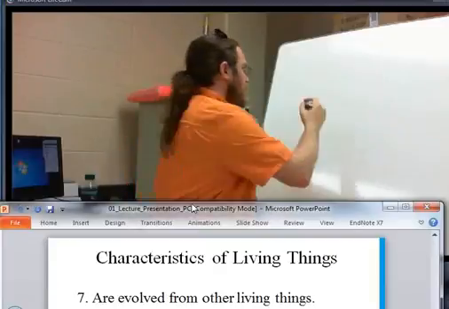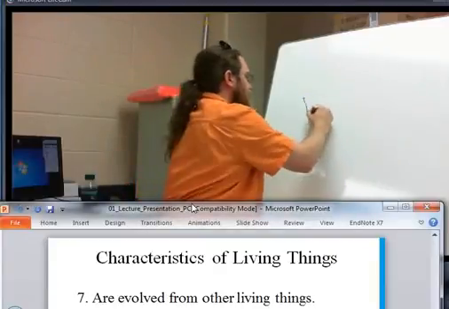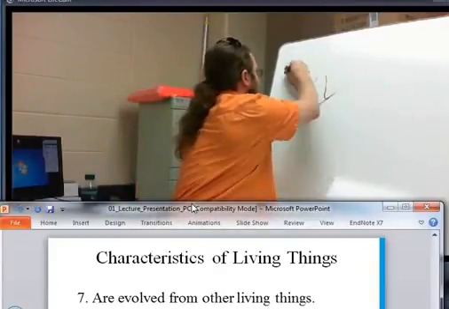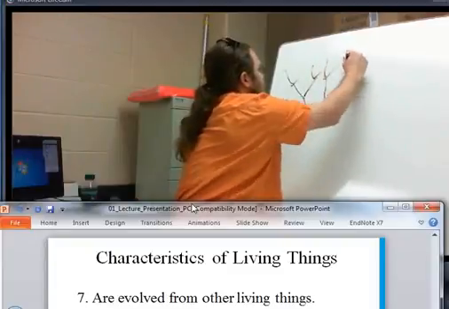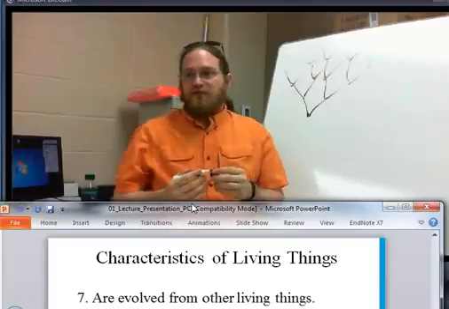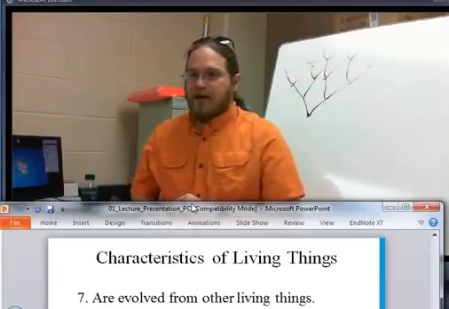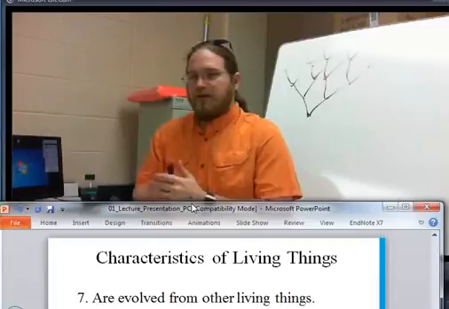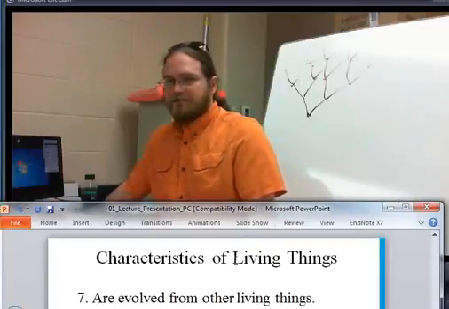And so, for instance, we start off with one common ancestor, and we branch off again and again and again with descent with modification, and we ultimately get to all the diversity of life forms that we see today. And so any living thing you can point to is evolved from another living thing.